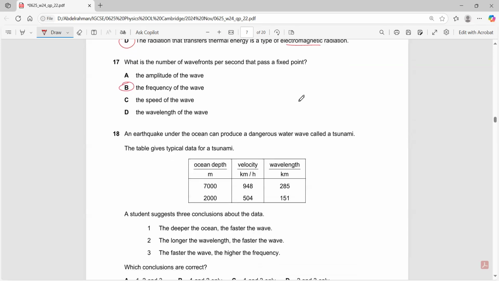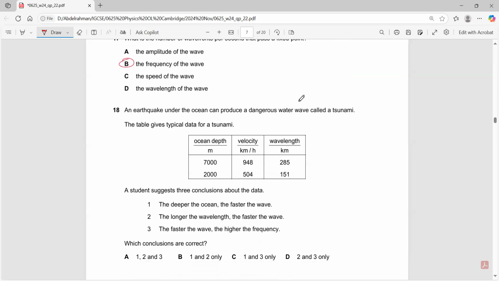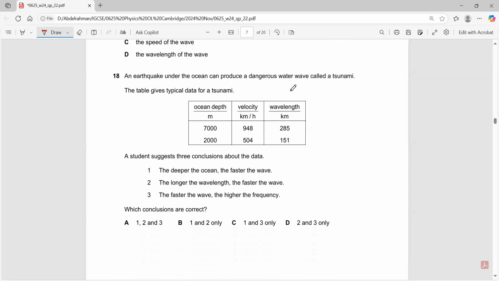An earthquake under the ocean can produce dangerous water waves called a tsunami. The table gives the typical data. A student suggests 3 conclusions about the data. Which conclusions are correct? The deeper the ocean, the faster the wave. This is something we already know, yes.